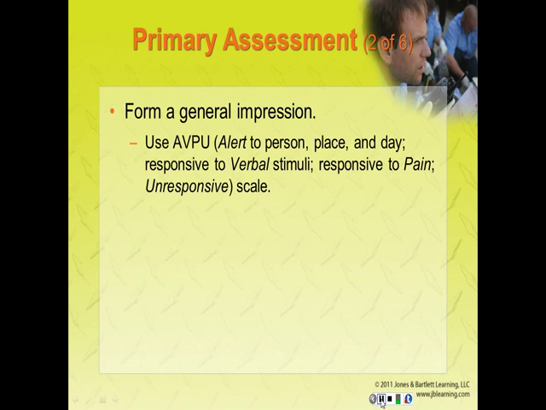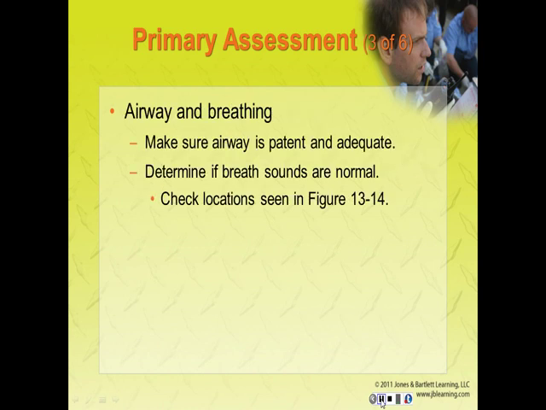We want to form a general impression. Form an overall general impression of the patient's level of distress, including getting their age, their anxiety, and body positioning. This will help you assess them. We want to use AVPU to develop or to check their neurostatus. We look for alert to person, place, time, and event, responsive to verbal stimuli, responsive to pain, or unresponsive.